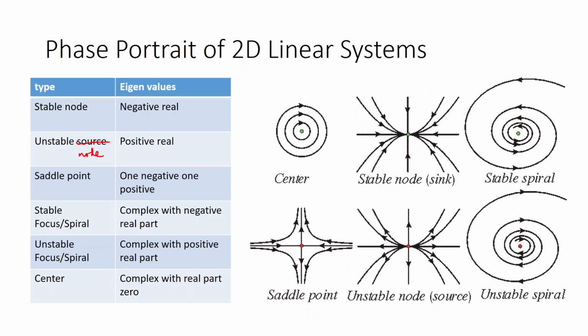Stable focus or spiral when we have complex eigenvalues with negative real part. Unstable focus or spiral when we have complex eigenvalues with positive real part. And center when we have complex eigenvalues with zero real part. So the diagrams you can see here, this is the way you should draw basically. This is the way you should draw in freehand and with the arrows and all. So these are the different types of equilibrium points of two-dimensional linear systems when you are doing phase-portrait analysis.